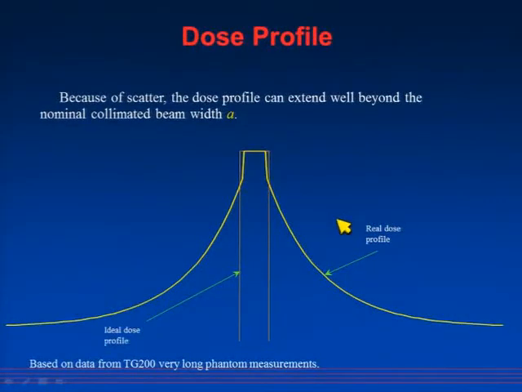Okay, now our dose profile. Because of scatter, the dose profile can extend well beyond the nominal collimated beam width A, and those profiles are more or less independent of the beam width. It's not a fraction of the beam width, because the tails are so large in comparison to most beam widths. It doesn't change much as you change beam width, and this has ramifications in the way we deal with it. This is actually based on some measurements.